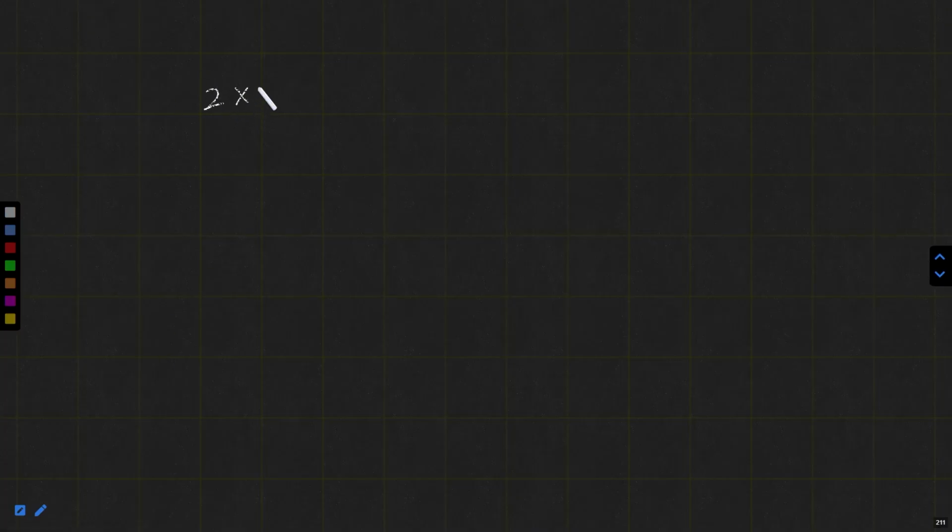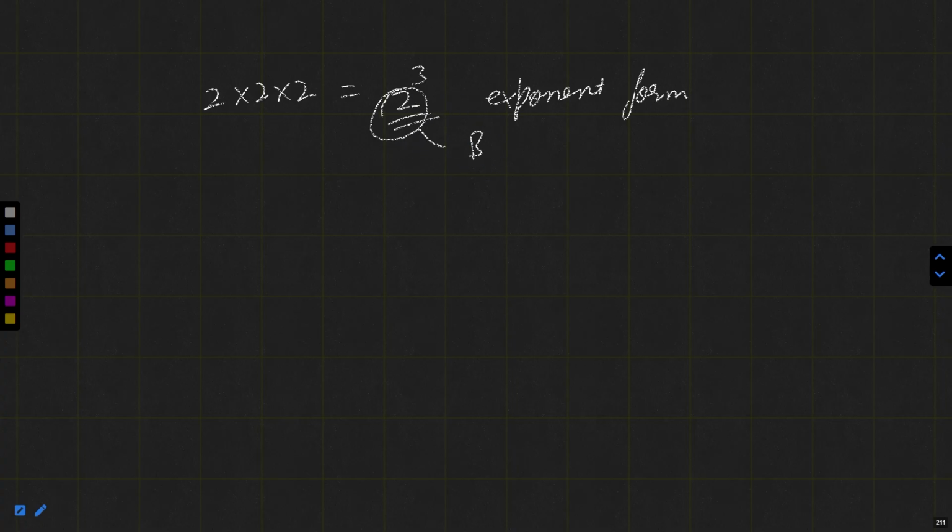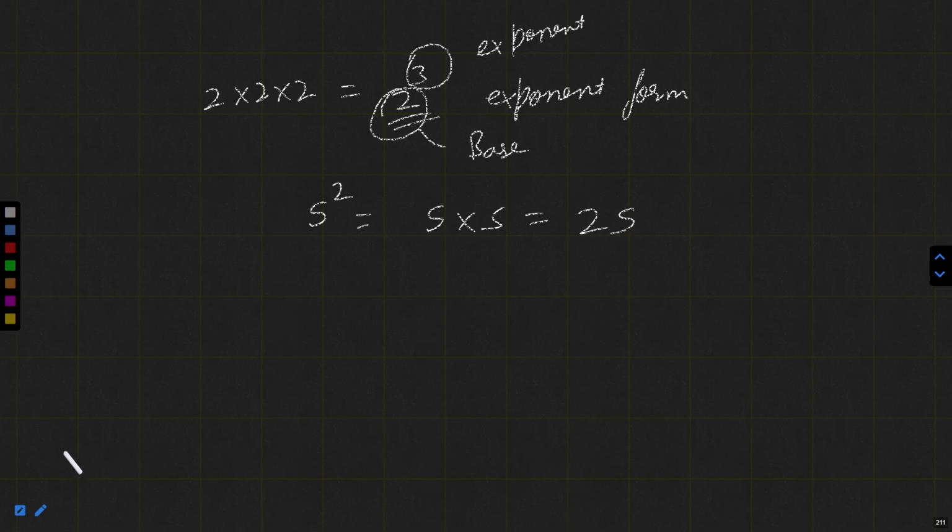If you multiply 2 times 2 times 2, by itself 3 times, I can rewrite it in exponent form, and here 2 is the base and 3 is our exponent. If 5 raised to the power 2 is written, it means 5 times 5, which is 25. I hope this is clear to you.